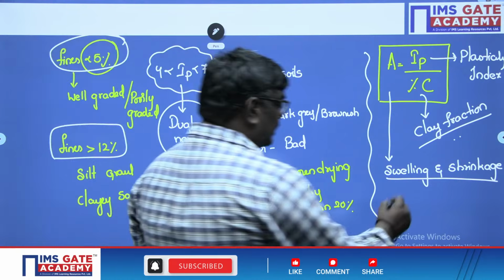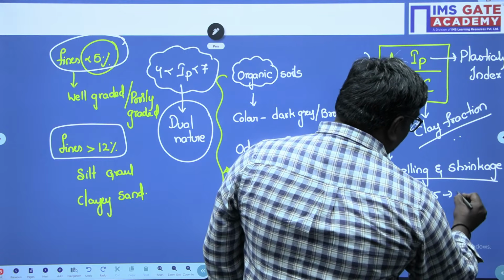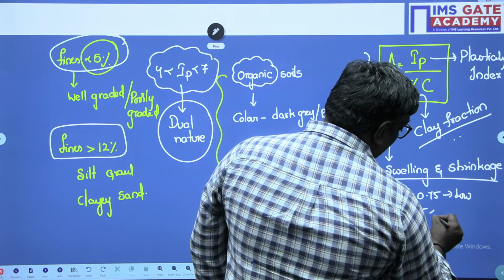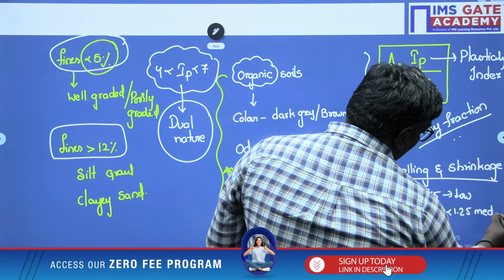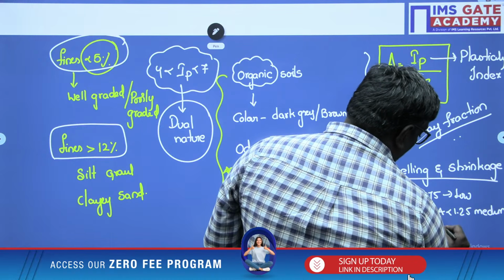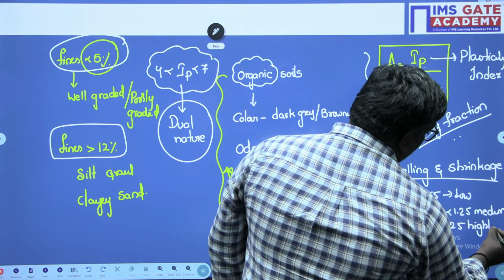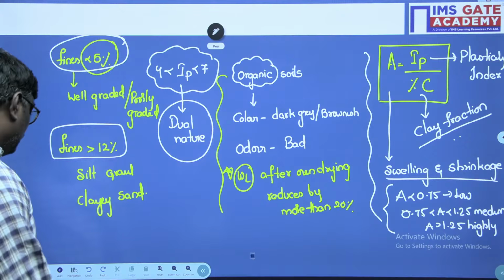And one more thing: if the activity ratio is less than 0.75, it is low active. If the activity ratio is between 0.75 and 1.25, we call it medium active. If the activity ratio is more than 1.25, we call it highly active. You should be aware of these things when you are doing the activity ratio.